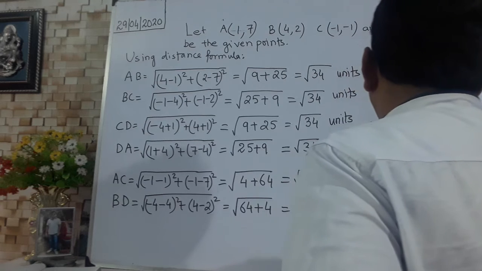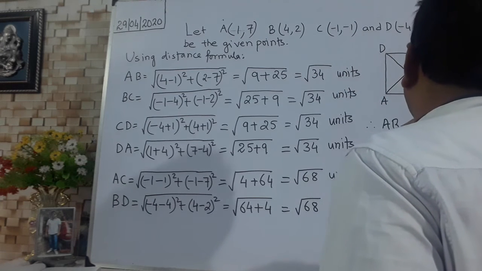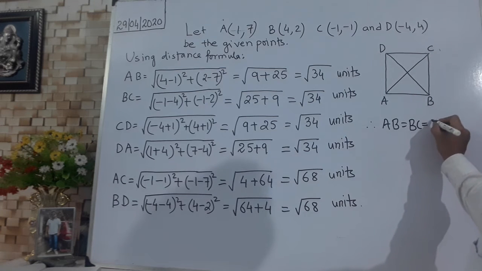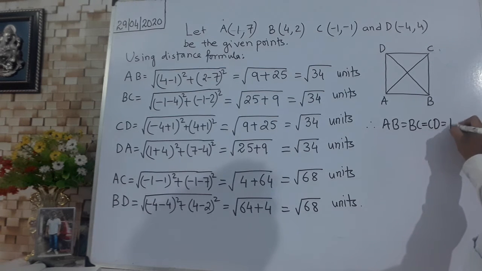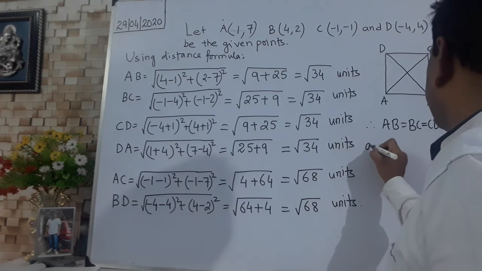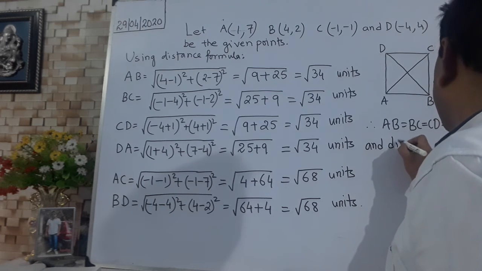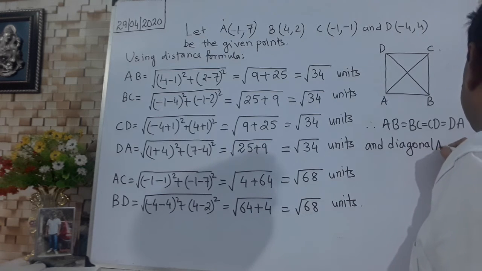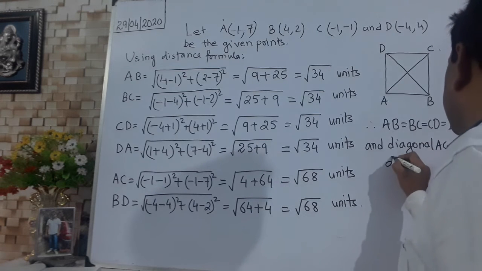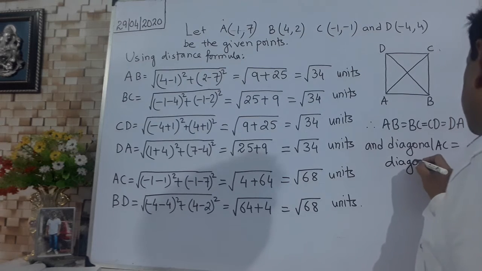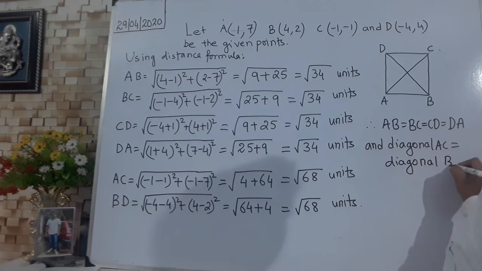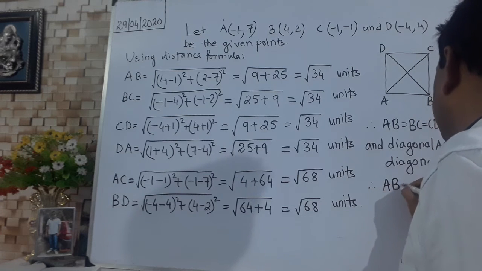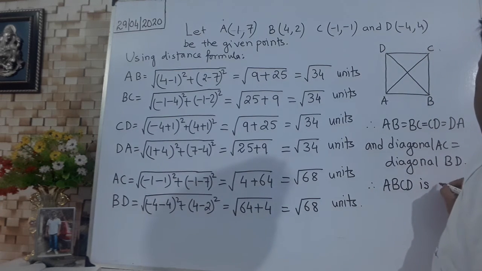Therefore, AB equals BC equals CD equals DA, and diagonal AC is also equal to diagonal BD. Therefore, ABCD is a square.